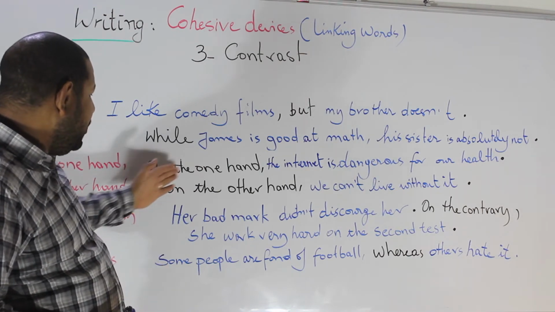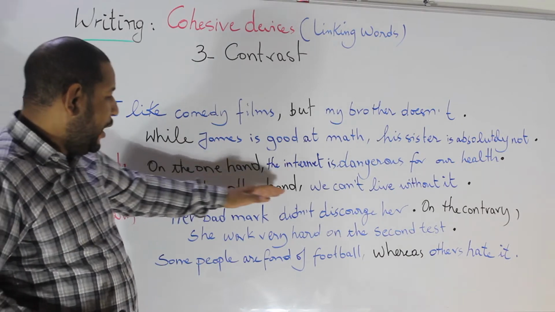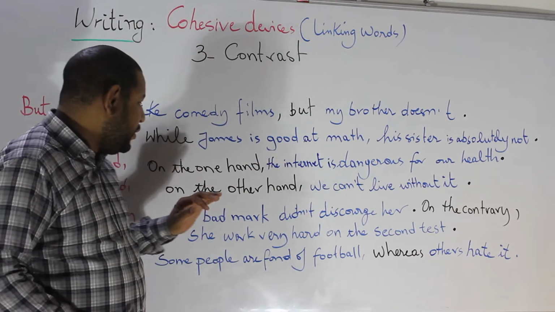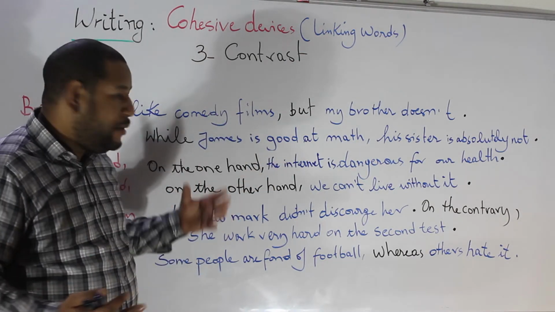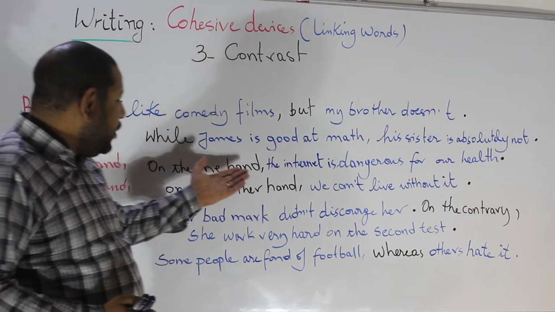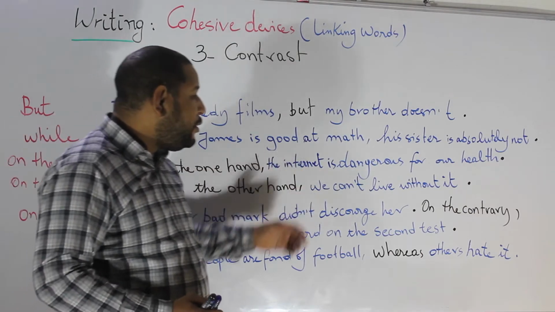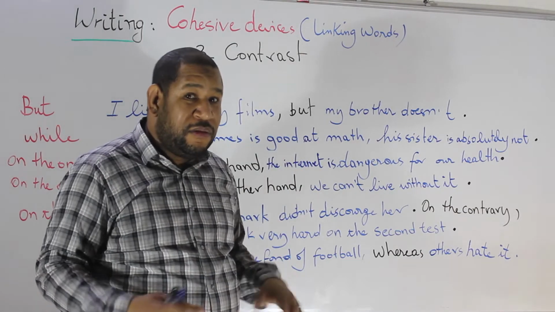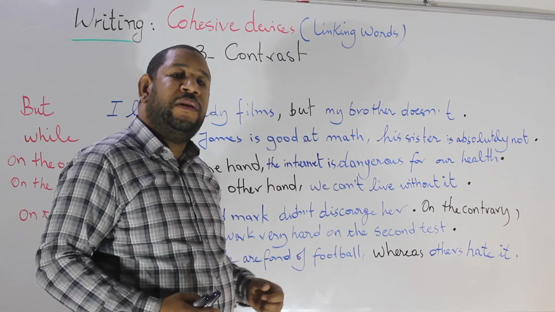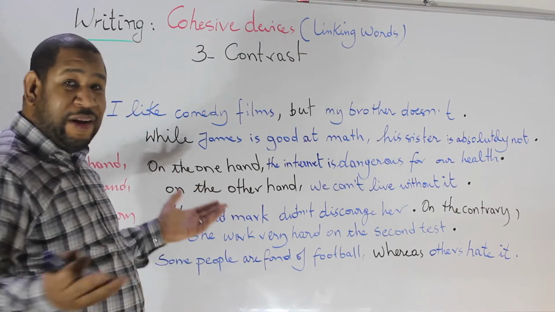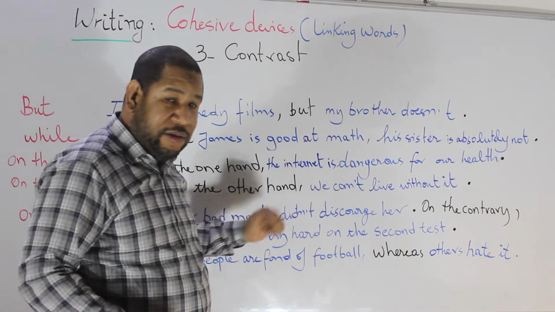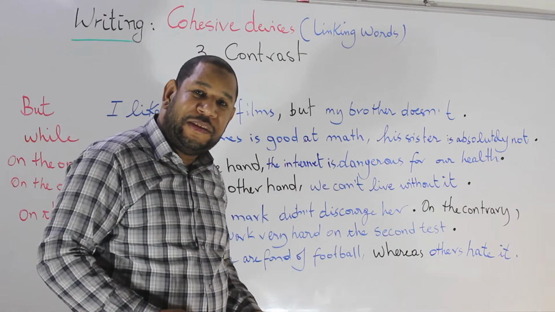Here we have on the one hand and on the other hand. This is one sentence, by the way. Even if we have a full stop there, we convey different, contrasting ideas. So we can say, on the one hand, the internet is dangerous for our health. Some people think it's dangerous for our health, the Wi-Fi and so on. On the other hand, we can't live without it.